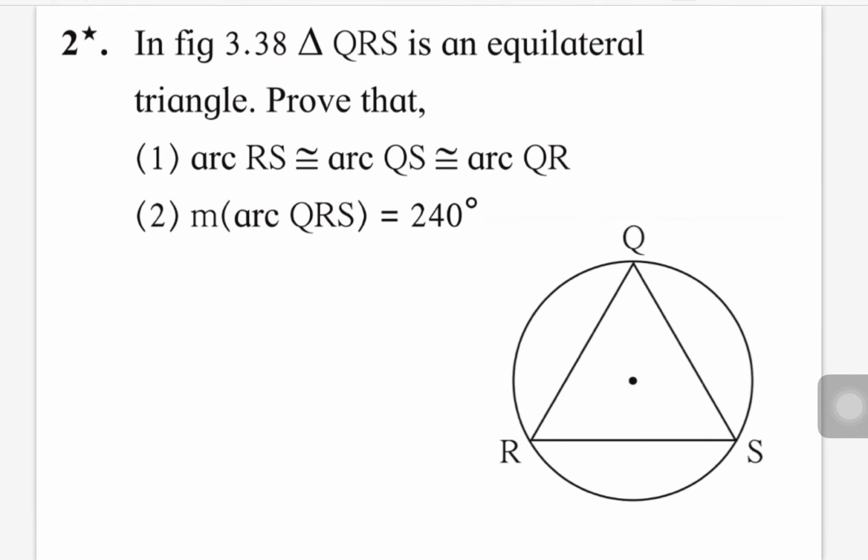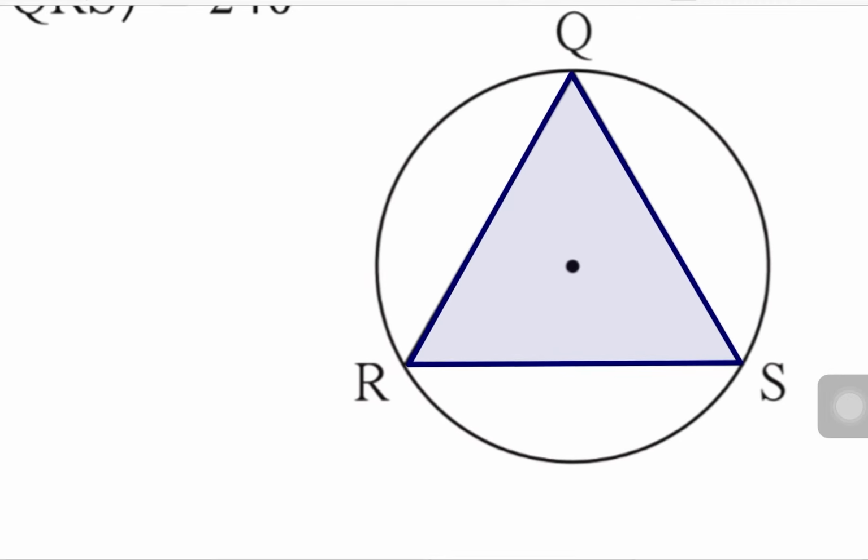So you have an equilateral triangle here. Equilateral triangle, all the sides are equal. QRS is an equilateral triangle. Now equilateral triangle means all the sides are equal. So QR is equal to RS is equal to QS. All the sides are equal, right?